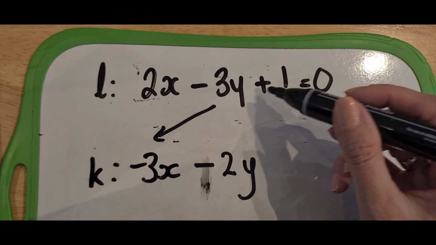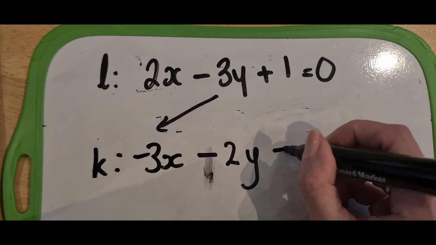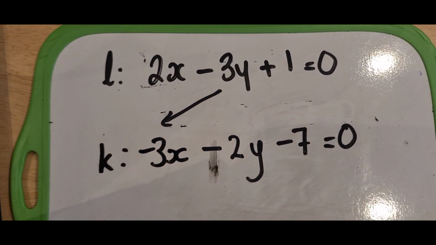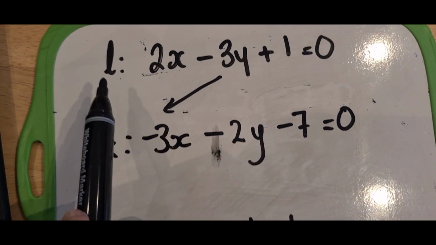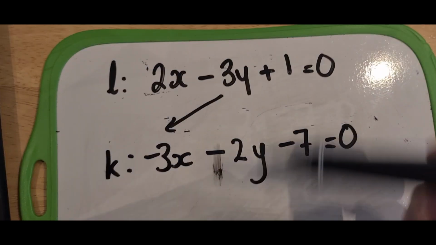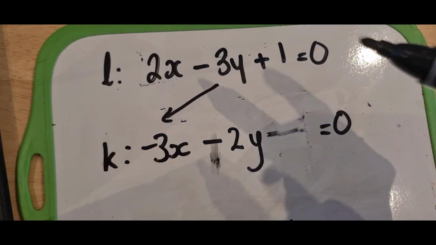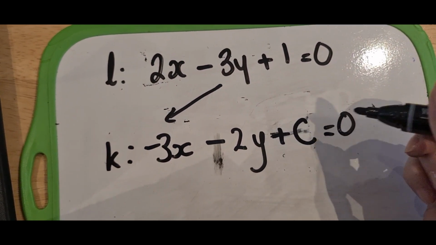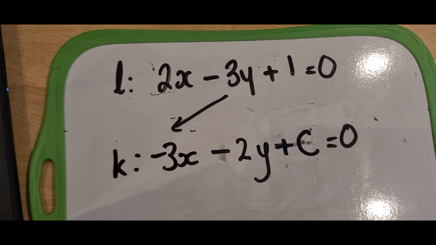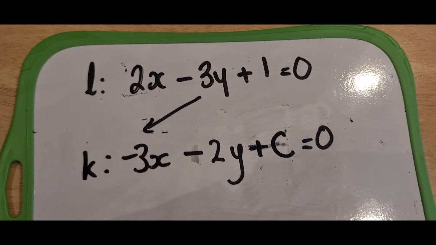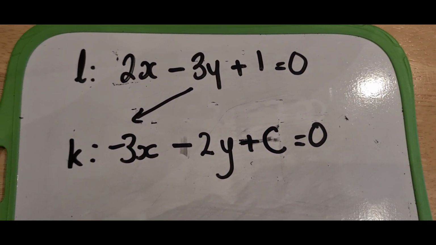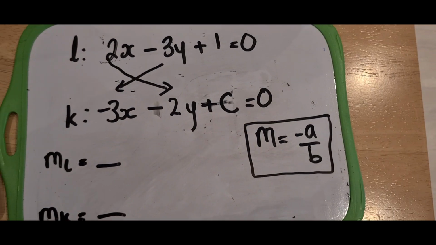And lastly, then you can put in whatever constant you want at the end. So I could put in -7 equals 0. So now the line L and the line K would be perpendicular. Now you don't have to put in a -7, right? You could put in just plus c. C is just some constant, okay? So now the line L and K are perpendicular, and I can double check by getting their slopes and multiplying them to get a -1.